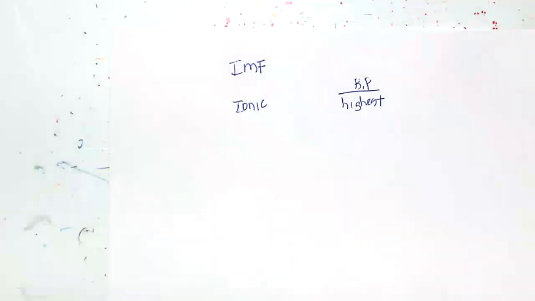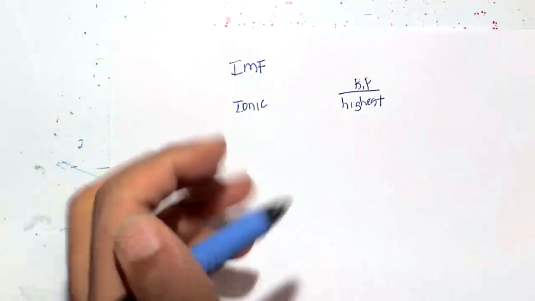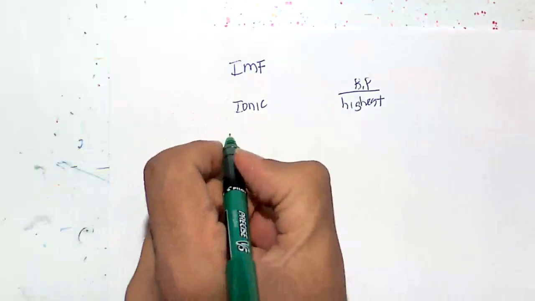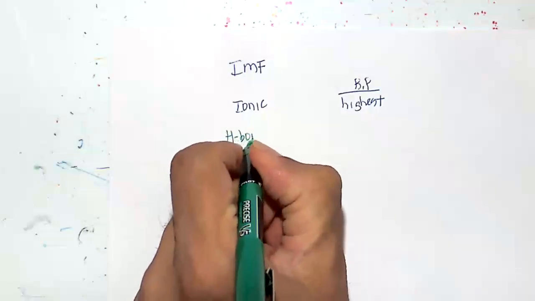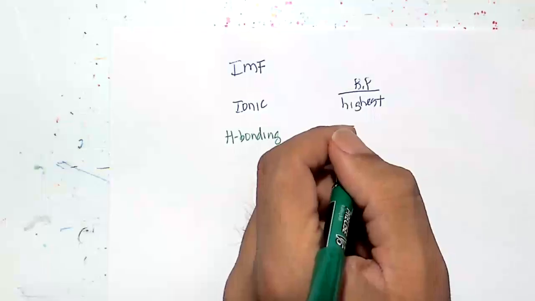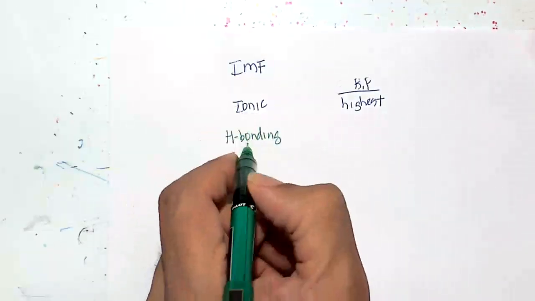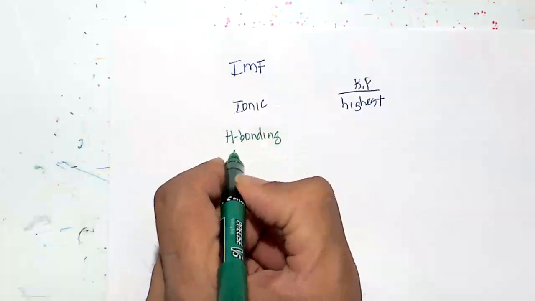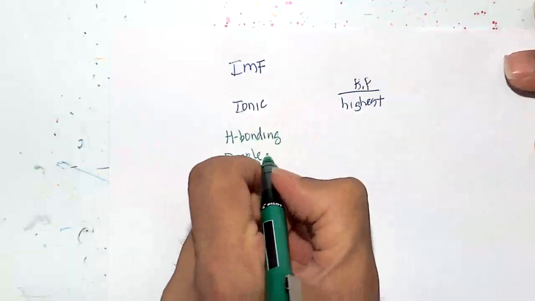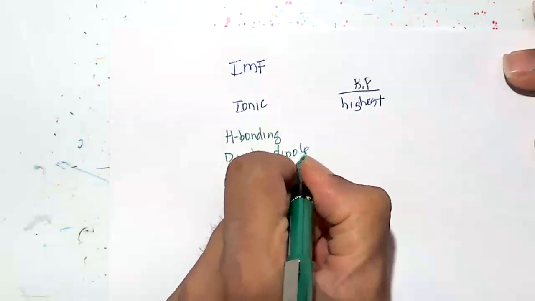Next on our list, let me get a pen that writes. Next highest on the list would be, now both of these are polar. Both are polar, but there's a special type of polar. What is that called? This is called hydrogen bonding. We would expect that to be stronger, though it's not ionic. And this is also polar. It's dipole-dipole. This is also dipole-dipole, but it's hydrogen bonding.